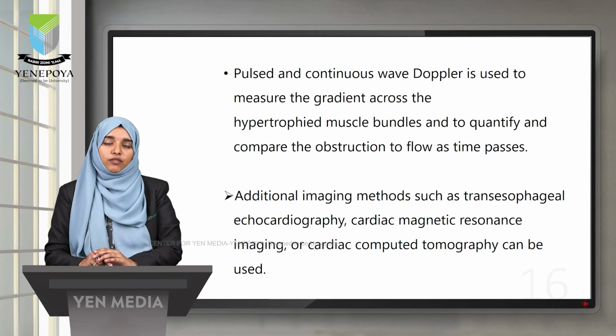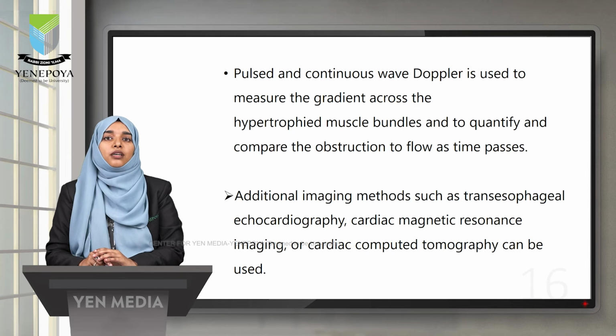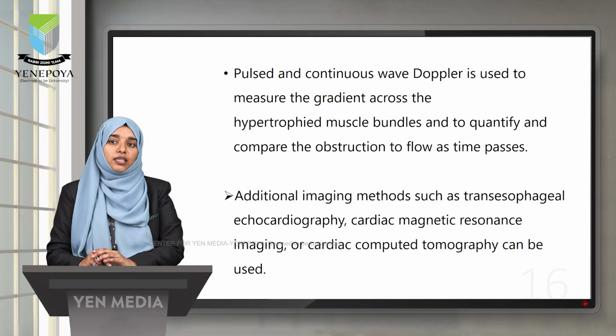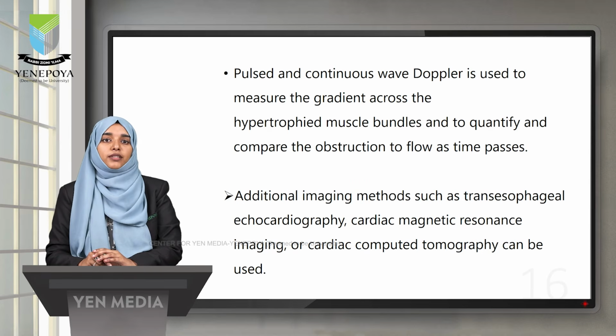Pulsed and continuous wave Doppler is used to measure the gradient across the hypertrophied muscle bundle and to quantify and compare the obstruction to the flow as time passes. Additional imaging methods such as transesophageal echocardiography, cardiac MRI or cardiac CT can also be used to quantify.